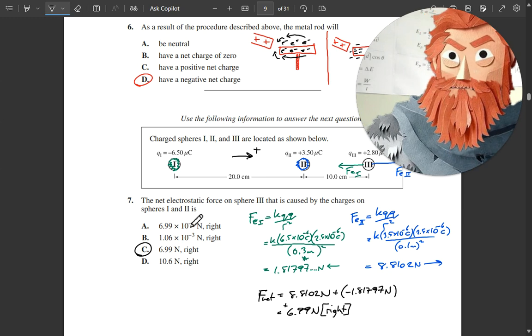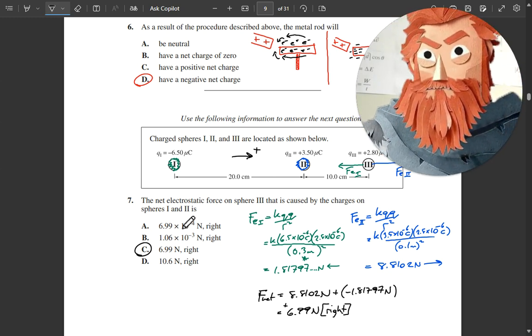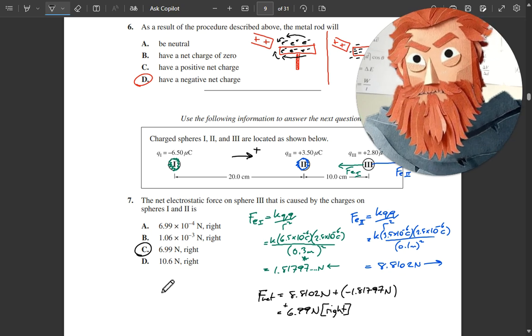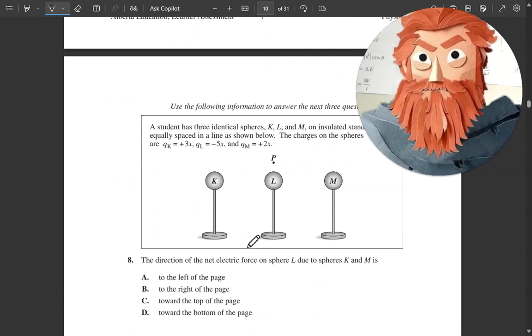There you go. If you forgot to change it from centimeters to meters, you probably would have got A or something. If you just added them, you probably would have got D. You got to watch out for those directions.